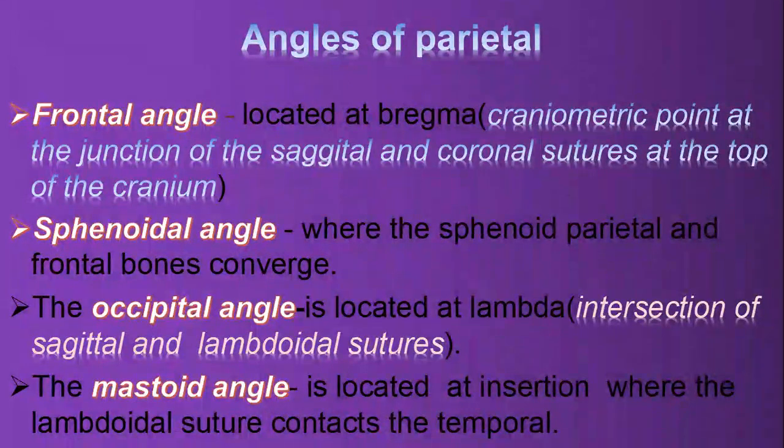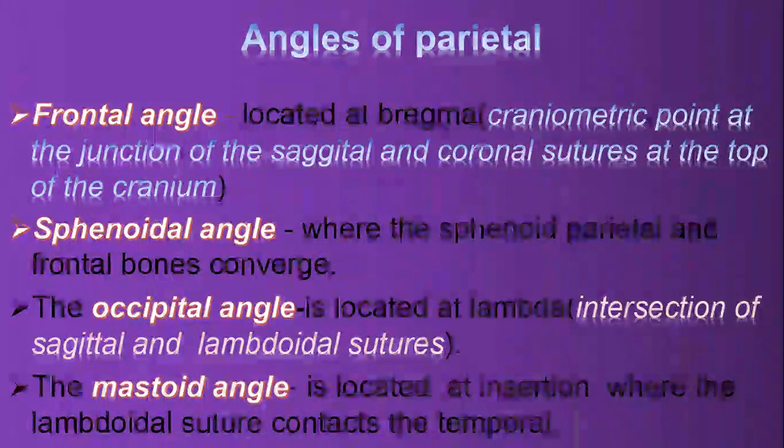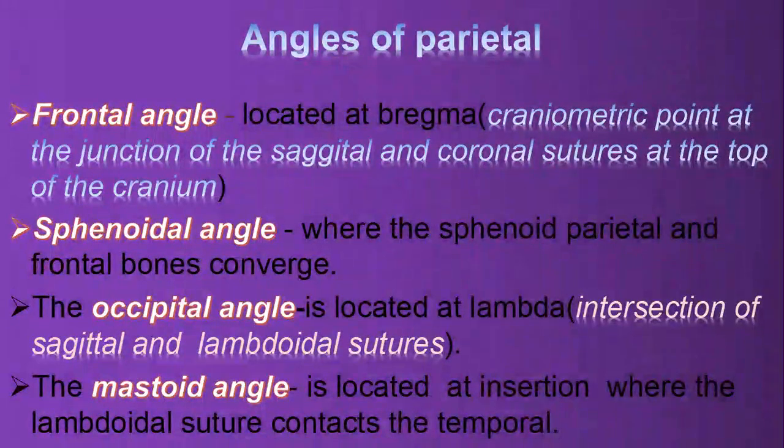We have another angle, which is the sphenoidal angle, where the sphenoid, parietal, and frontal bones converge. The occipital angle is located at lambda, that is the intersection of the sagittal and lambdoidal sutures. Then the mastoid angle is located at asterion, where the lambdoidal suture contacts the temporal.